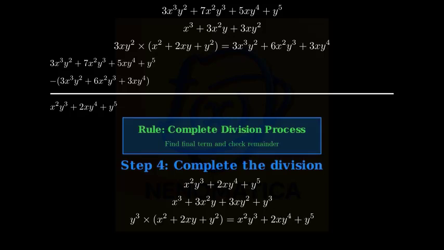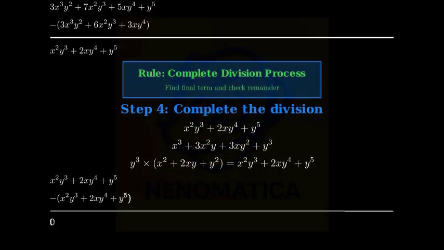Y cubed times x squared equals x squared y cubed. Y cubed times 2xy equals 2xy to the fourth. Y cubed times y squared equals y to the fifth. Next, we subtract this product from our current polynomial: x squared y cubed minus x squared y cubed, which is 0. 2xy to the fourth minus 2xy to the fourth, giving 0. Y to the fifth minus y to the fifth, giving 0. Since we have a remainder of 0, the division is complete and exact.